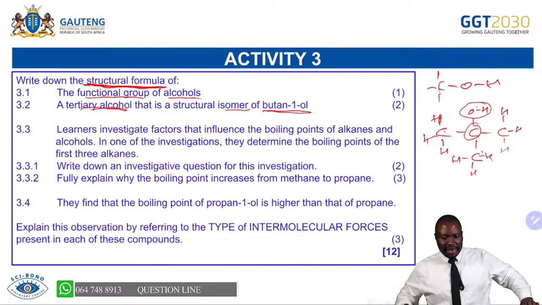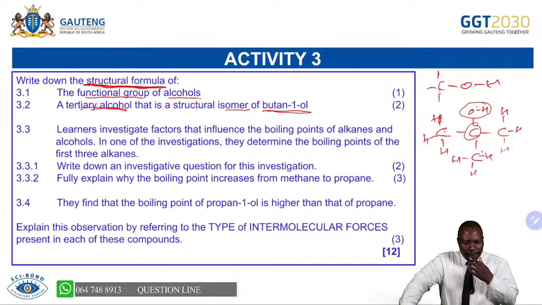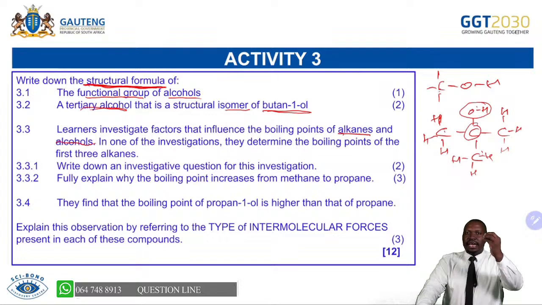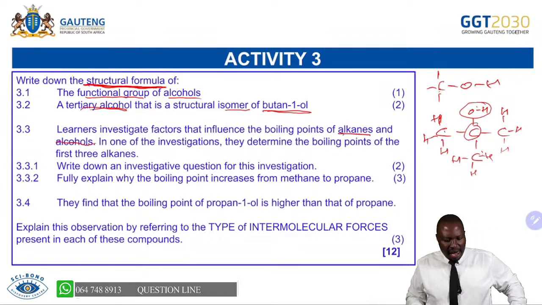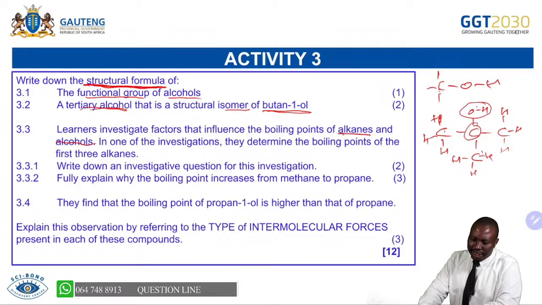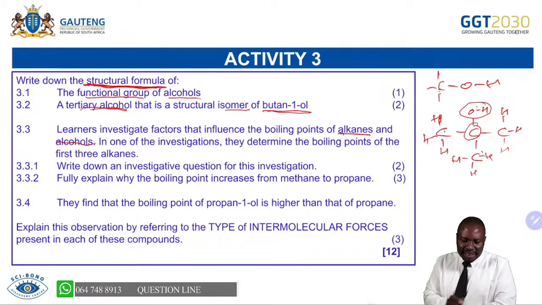Learners investigate factors that influence the boiling point of alkanes and alcohols. So they told you that now we're talking about alkanes and alcohols. Remember, alkanes have London forces. Alcohols have one side of hydrogen bond. In one of the investigations, they determined the boiling point of the first three alkanes.